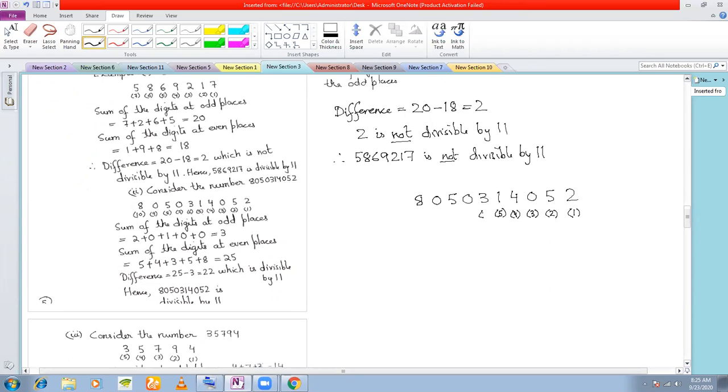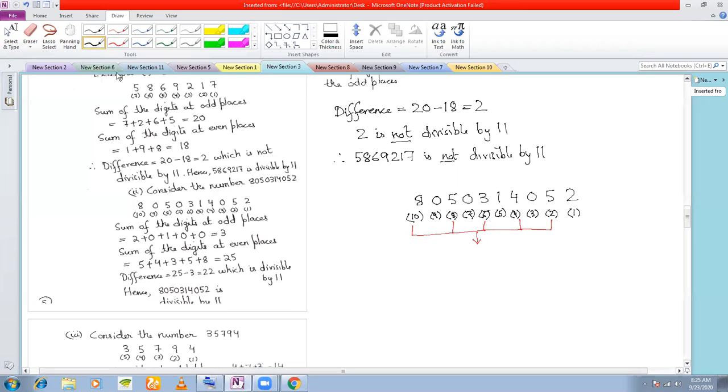fifth, sixth, seventh, eighth, ninth, 10th. So you have position numbers starting from 1 to 10. Now you look for the odd and the even places. So first let us see the even places. The even places are 2, 4, 6, 8, and 10.